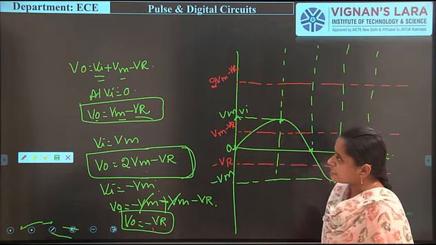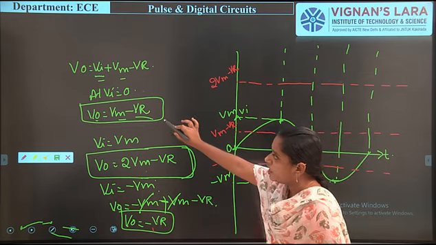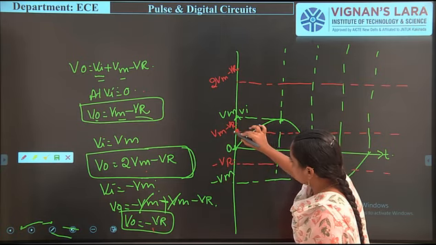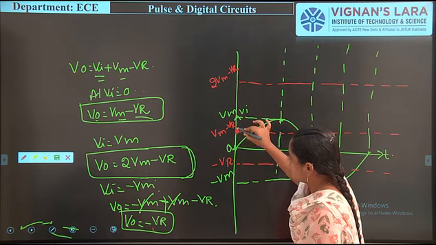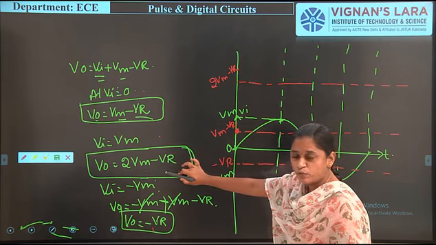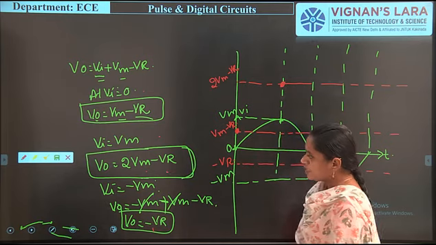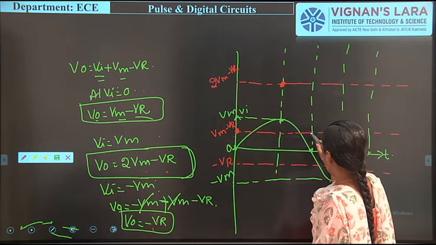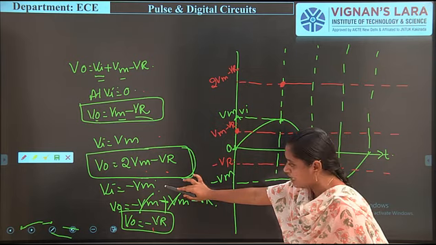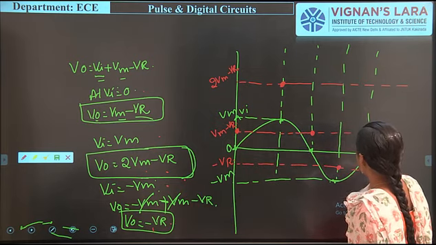The first condition is at Vi equal to 0. What happens at Vi equal to 0? The output will be Vm minus Vr, so it starts here. At Vi equal to Vm, the output will be 2Vm minus Vr, so here. At the 0 condition again, it is here. Then at Vi equal to minus Vm, V0 is equal to minus Vr, so here, and again it goes to 0, so it is here.